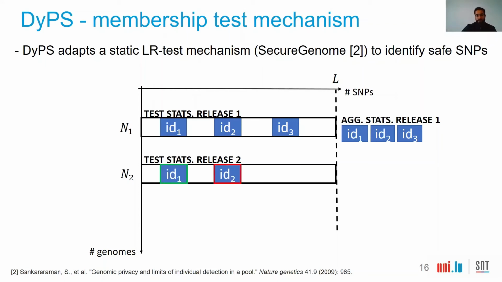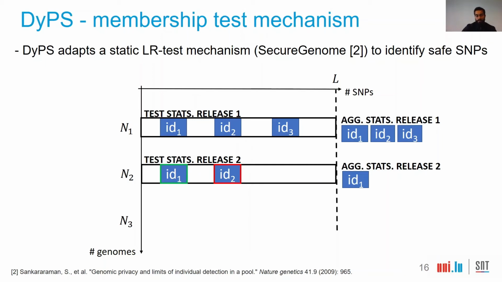However, in the second release, we found that ID 1 and ID 2 were safe for aggregate statistics. However, we need to combine both releases, release 1 and release 2, and make sure that ID 1 is also safe when combined with the previous release. And that's the case for ID 1. However, for ID 2, when we combine those releases, we identify that ID 2 is not safe, and therefore we cannot release ID 2 this time.